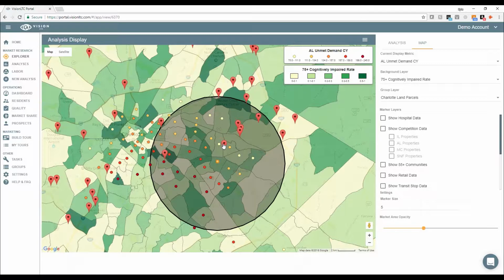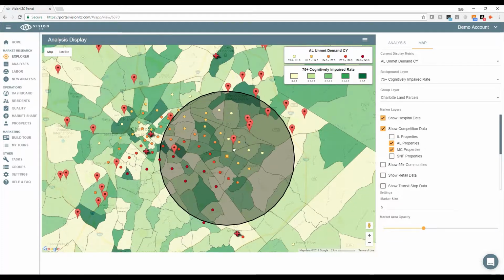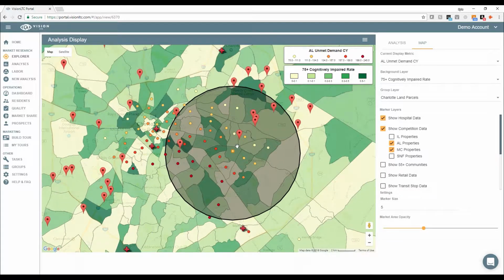So let's bring all of it together. We have the cognitively impaired rate data at the census tract view. We have some available land parcels mapped here. Let's show the hospitals. Let's show the competition data. And let's just get a good picture. Does it make sense? As you're going through this process and taking in this new data into your existing process, it's just helping you make decisions.